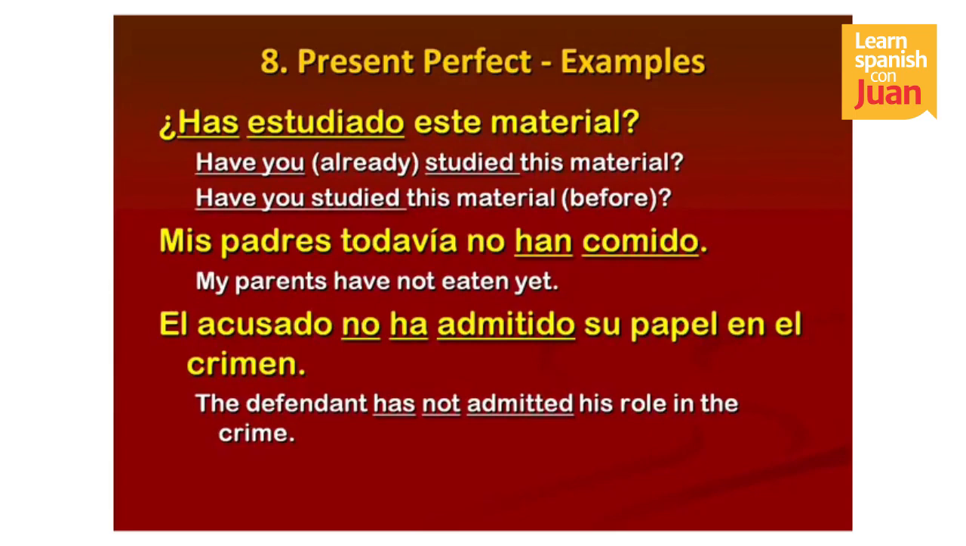El acusado no ha admitido su papel en el crimen. The defendant has not admitted his role in the crime. So we're using the present perfect to express the idea that an action either has or has not, or people have or have not done something in the past relative to the current moment, right? Have you done something yet? No, I have not done that yet. We use this all the time in English, and the parallel with English usage is pretty much perfect in Spanish.